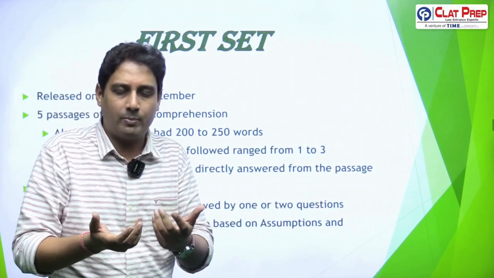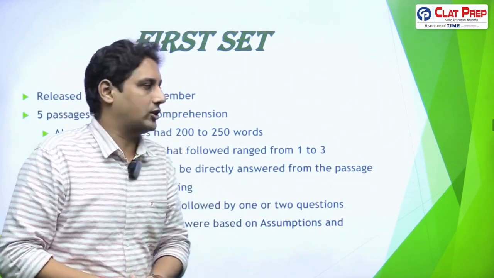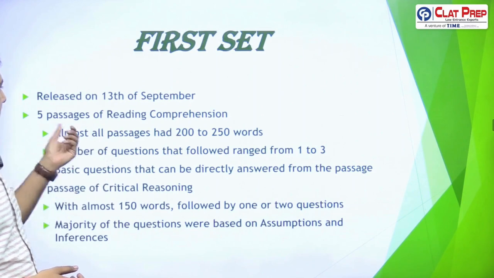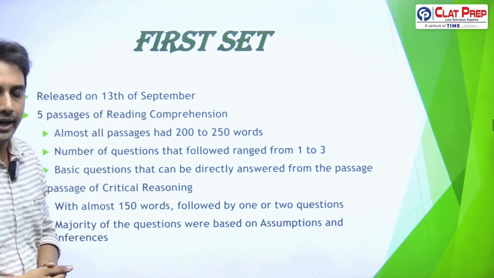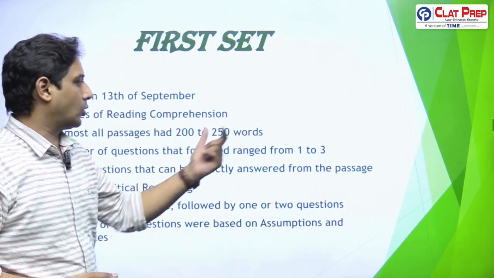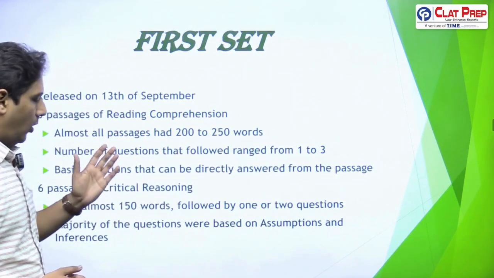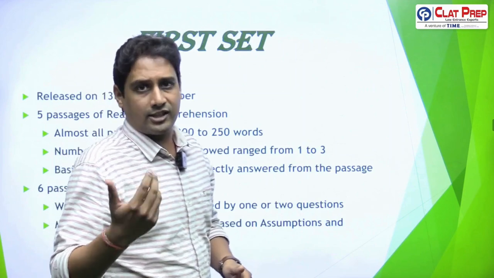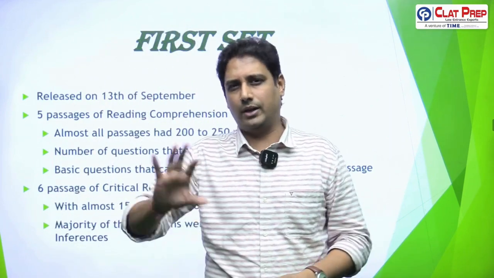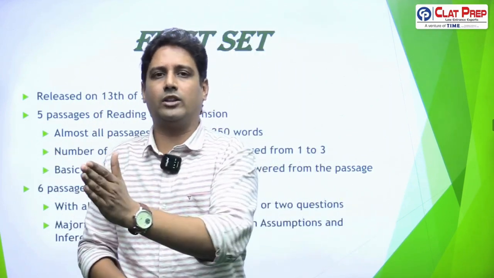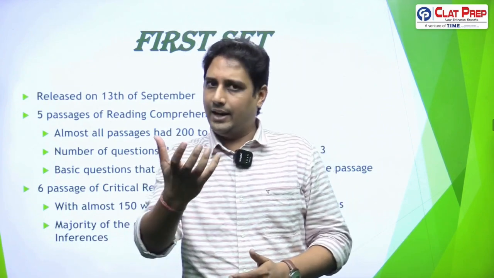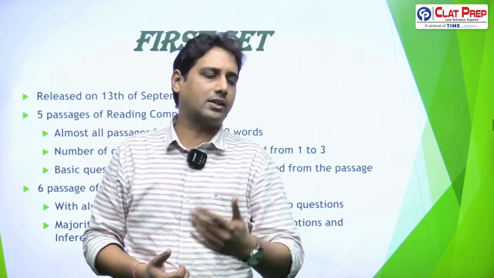Obviously almost all of you must have seen the first set and second set of questions. So when I talk about the first set, there were 5 passages of reading comprehension which had almost 200 to 250 words. The number of questions ranged from 1 to 3, and almost all the questions of the RC section were direct. So one could easily take out the information from the passage and attempt those questions and get their answers correct.